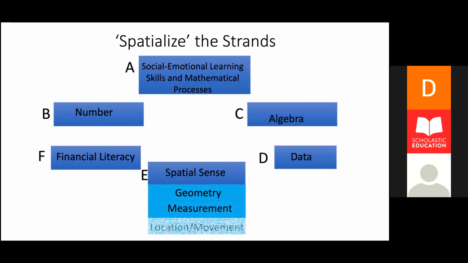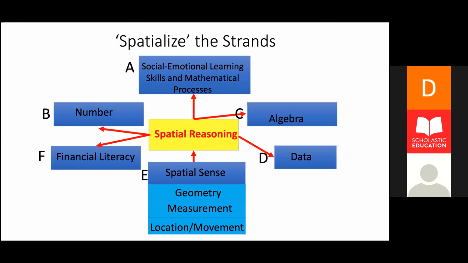Spatial sense I'm highlighting because it has changed. Geometry, measurement, and location and movement are within there now. I'll explain why these are going together, because they all have to do with spatial reasoning. Spatial reasoning, which they call spatial thinking in the curriculum, is throughout all the curricula, and it is especially in math. So what we want to make sure is that we are taking that spatial reasoning and integrating it into all of the other strands.